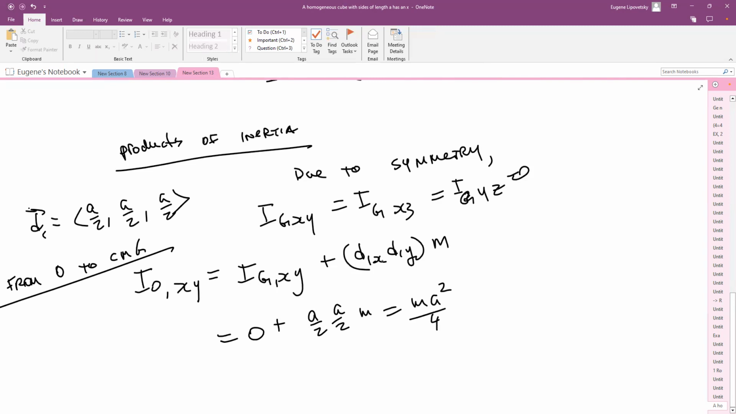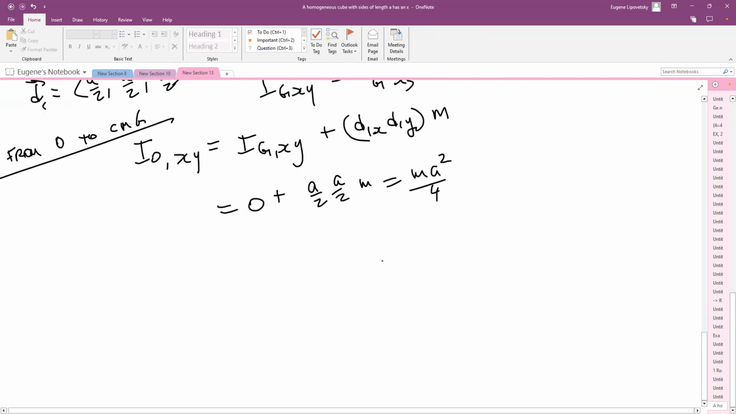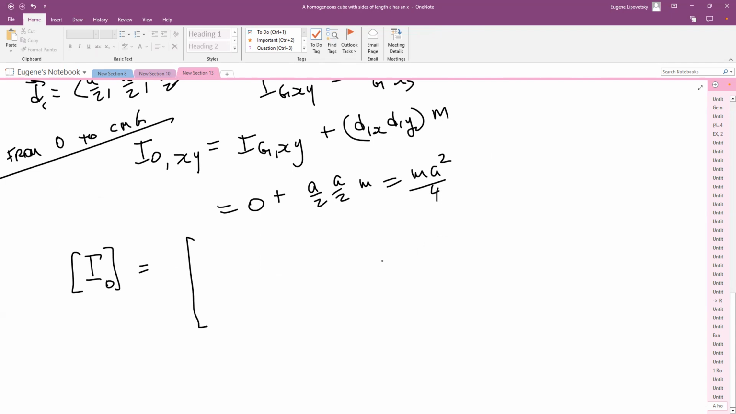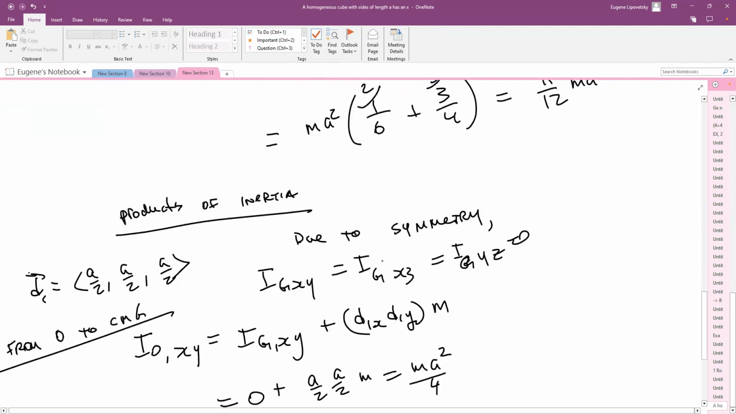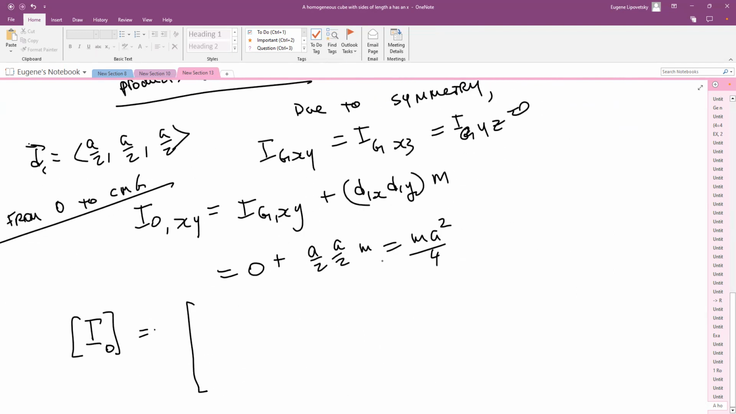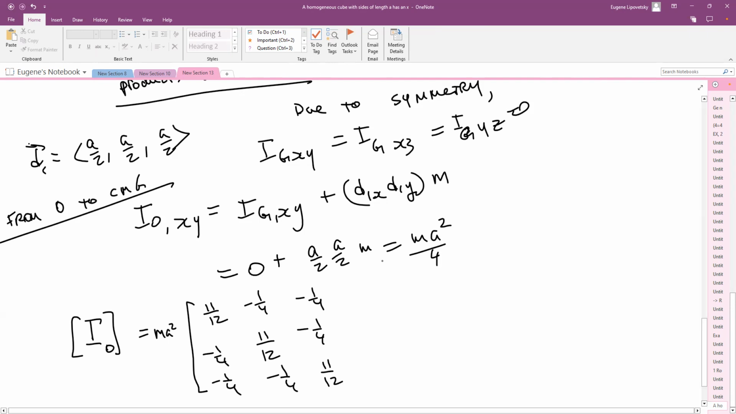All right. So the result is that the inertia matrix about O is given by the following pieces. These will be 11/12 MA squared. So MA squared can be factored out. That's going to be 11/12, 11/12, 11/12. And these were all -1/4, -1/4, -1/4, -1/4, -1/4, -1/4.